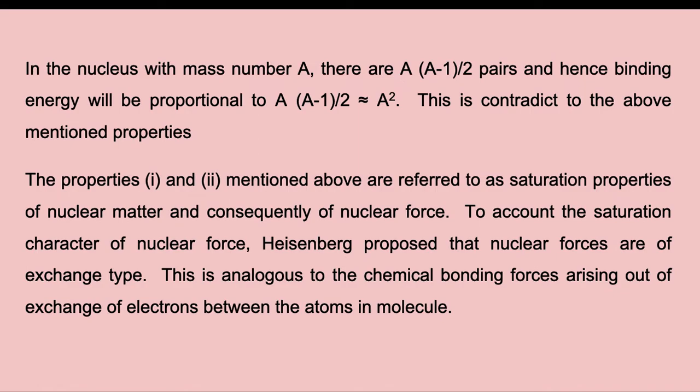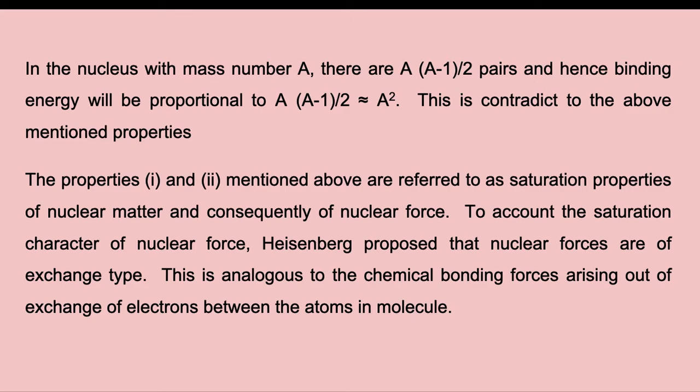In the nucleus with the mass number A, there are A into A minus 1 divided by 2 pairs. And this number you can easily verify. Suppose you have a nucleus with the mass number, say 4. So, how many pairs can you form? You just number the nucleons as 1, 2, 3, 4. So, the first one can pair with the remaining 3. So, you have 3 pairs.